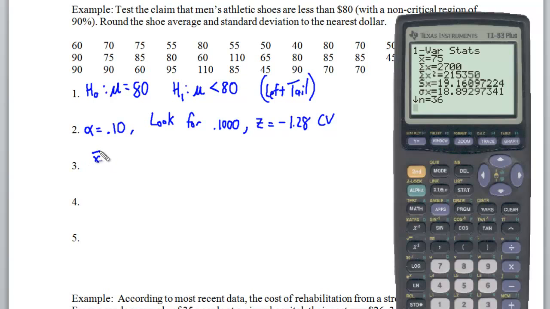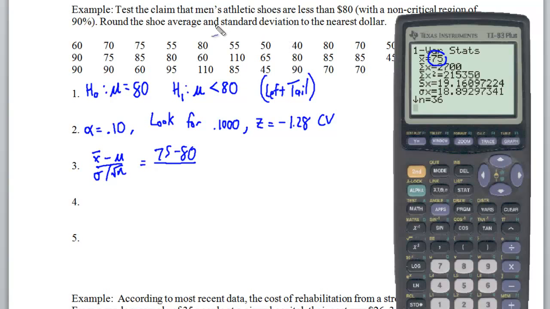So step 3 is to find our test value. So x bar, whoops, gotta make sure I'm holding the pen right. X bar minus mu, divided by the standard deviation divided by the square root of n, or the square root of our sample size, which is 75 minus 80 divided by the standard deviation. In this case I say round the shoe average, which was exactly 75 right there.